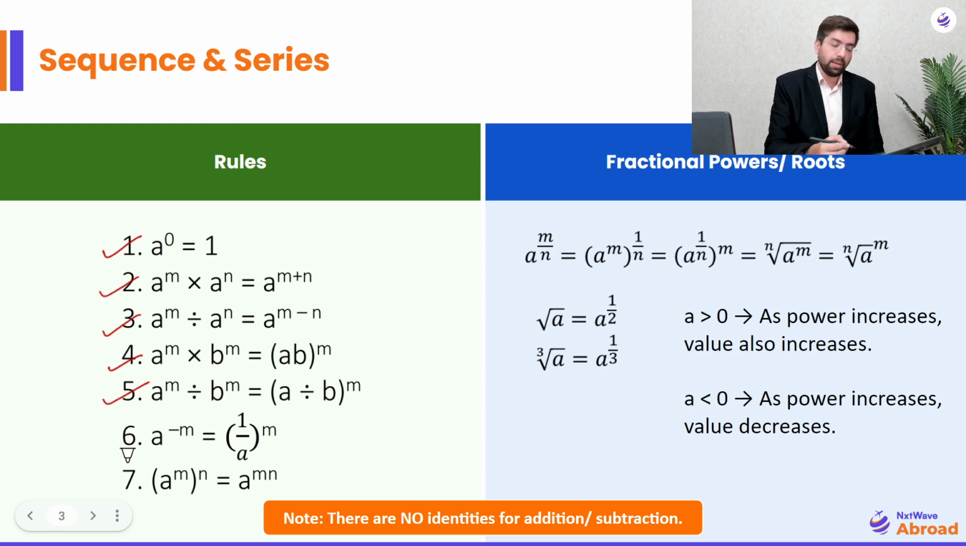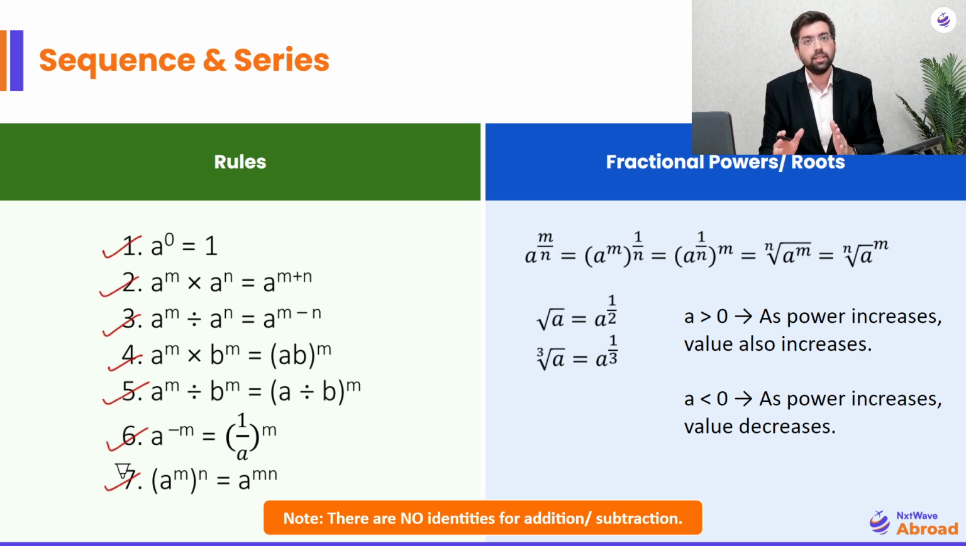And with the negative powers, we have to take the reciprocal of the base. So we can change the sign of the power by taking reciprocal of the base. And the last rule is a raised to power m whole raised to power n will give you a raised to power m into n. Now, these rules are applicable for any powers. And when we say any powers, it may be integers, it may be fractionals also.